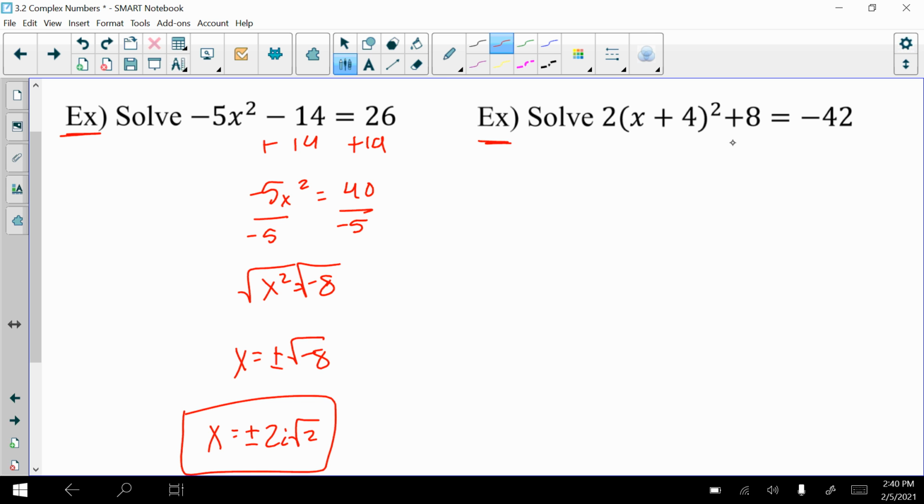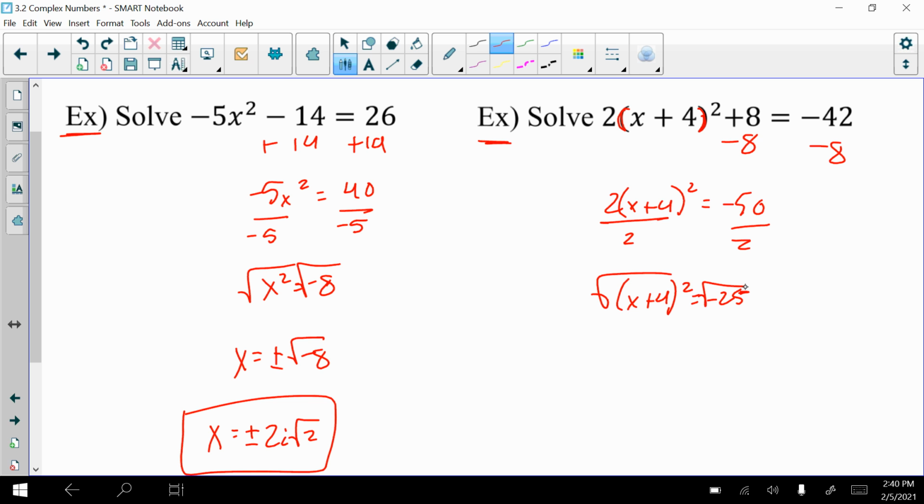I want to solve this equation. I'll subtract 8. I'm trying to get the thing being squared alone. That's x plus 4. So I'm trying to get that one by itself. 2 times (x plus 4) squared equals negative 42 minus 8, which is negative 50. I'll have to divide by 2. (x plus 4) squared equals negative 25, negative 50 divided by 2. Now that this is all by itself, I can take a square root, just like before. x plus 4 equals plus or minus the square root of negative 25.